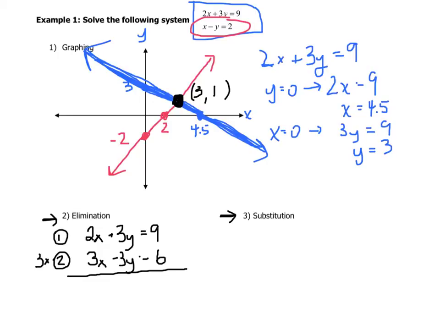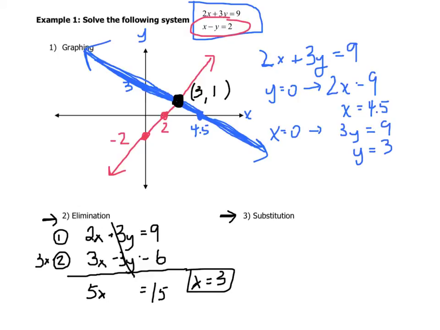2x plus 3x is 5x. 3y plus negative 3y, hey, y's are eliminated. That's where the name comes from. And that's equal to 9 plus 6, which is 15. Dividing by 5, you get x equals 3.